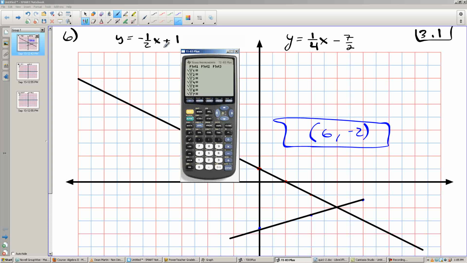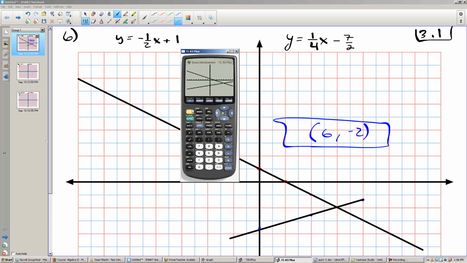Now I still have to have it in this y equals mx plus b, or y equals format for me to use a calculator. So the algebra is still useful. But I'll take negative 1 divided by 2, x is right there, plus 1. And I go to the second equation. I type 1 divided by 4x minus 7 divided by 2. And I'm going to go ahead and graph. And there's that intersection that we're looking at.